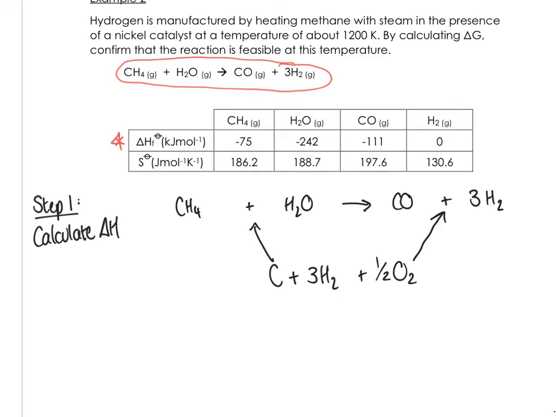Okay, so on the left hand side, I'm going to have the enthalpy of formation of methane, and I'm going to have the enthalpy of formation of water. And there's only 1 mole of each, so I don't have to times that by 2 or anything. Then over on the right hand side, I just have the enthalpy of formation of carbon monoxide.